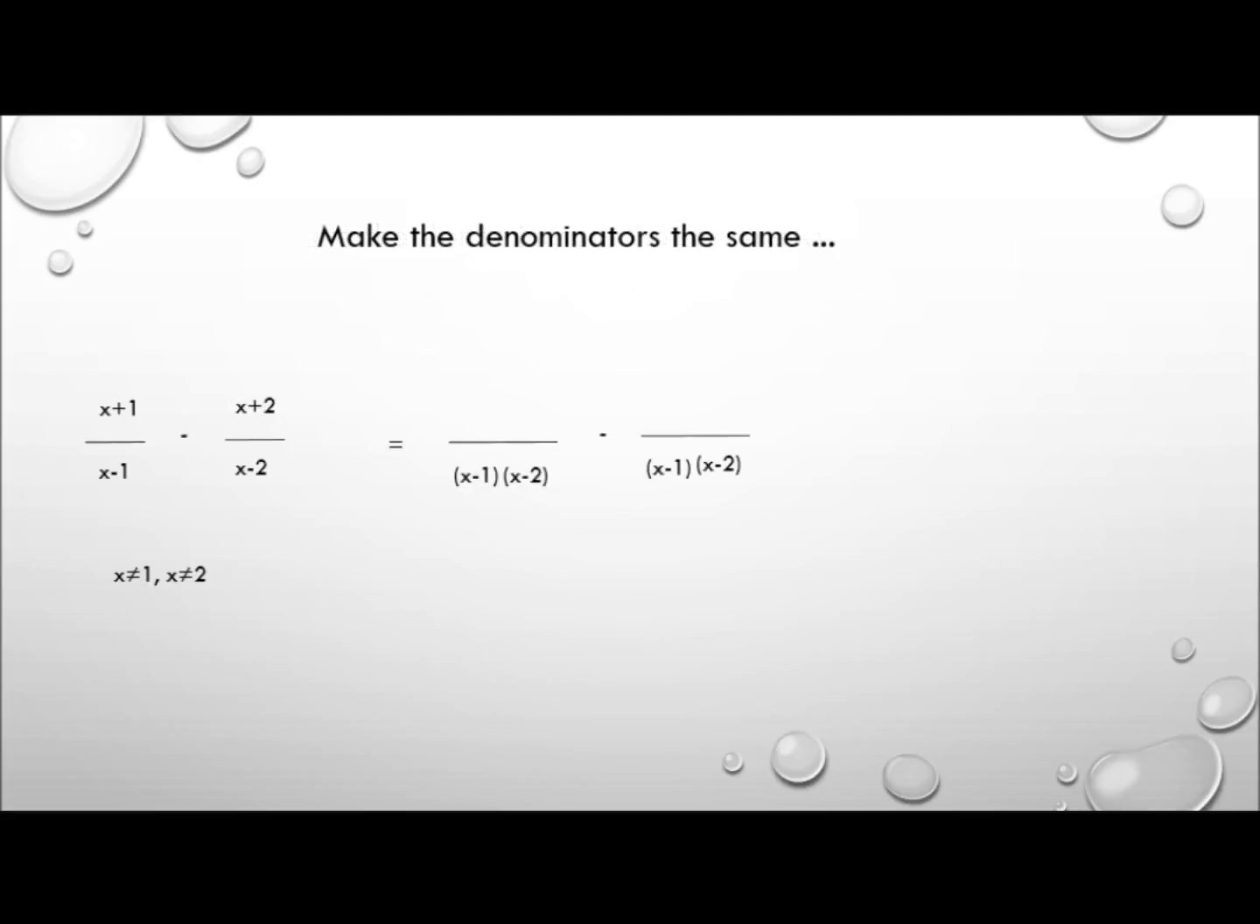Then we just make the denominators the same, and the easiest way to do that is just to multiply the two denominators. And now we multiply the numerators by whatever we multiply the denominator by. So in the case of x plus 1 over x minus 1, we multiply the denominator by x minus 2, so we have to multiply the numerator by x minus 2. And in the case of x plus 2 over x minus 2, we multiplied the denominator by x minus 1, so we have to multiply the numerator by x minus 1.